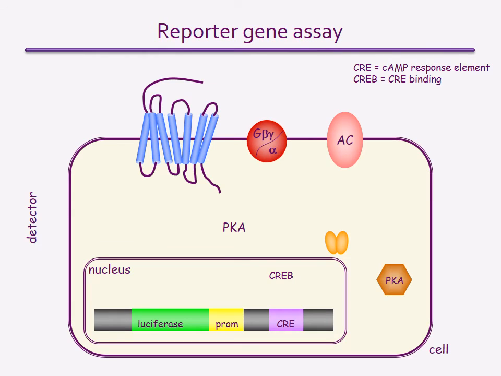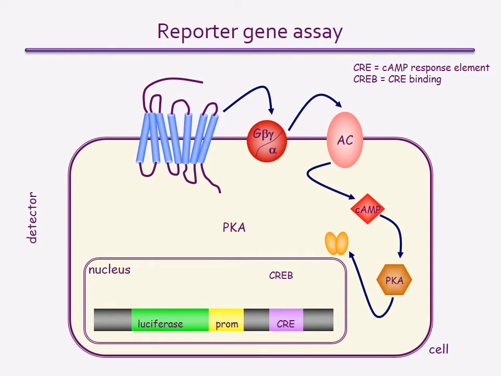This slide illustrates a typical cell assay employing a reporter gene to detect activation of a G-protein coupled receptor. In this case, when a ligand binds to and activates the receptor, the GS protein is stimulated, leading to activation of adenylate cyclase and production of the second messenger, cyclic AMP. Cyclic AMP in turn activates protein kinase A, which has many targets in a cell, including the Cre binding protein CREB.